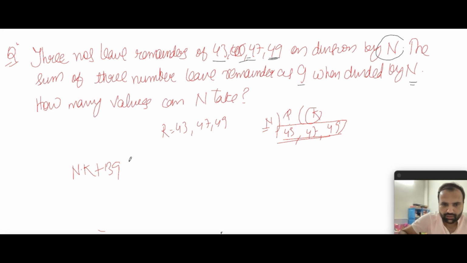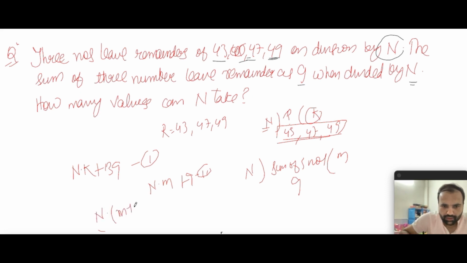So this is one equation that we have, and the sum of the three numbers leaves remainder 9 again. So we can say n into m plus 9 is equal to the sum. Now these two expressions are equal, so you equate them from here. So m minus k equal to 130, which means n is a factor of 130.